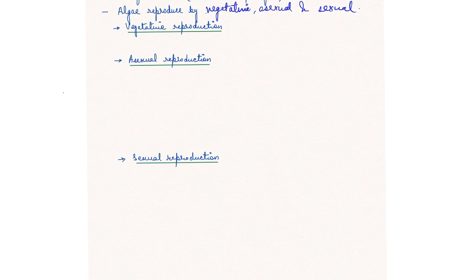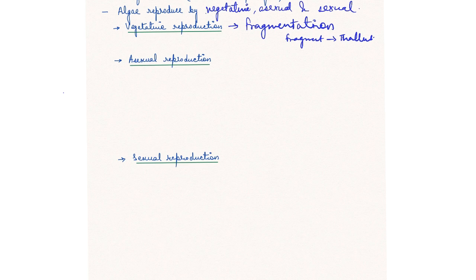Now, how does vegetative reproduction happen? It happens by fragmentation. Okay, so what happens in fragmentation? They develop fragments, and each fragment develops into a thallus.